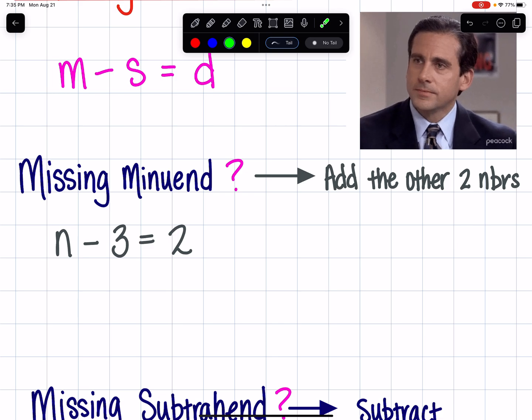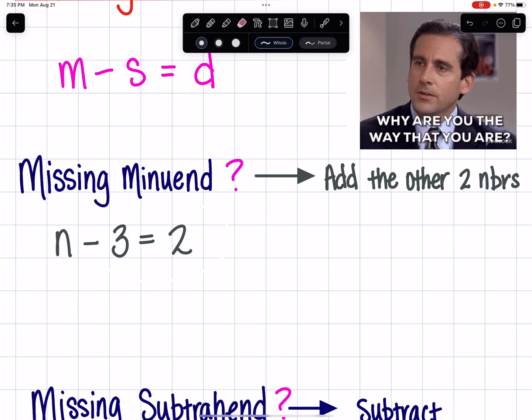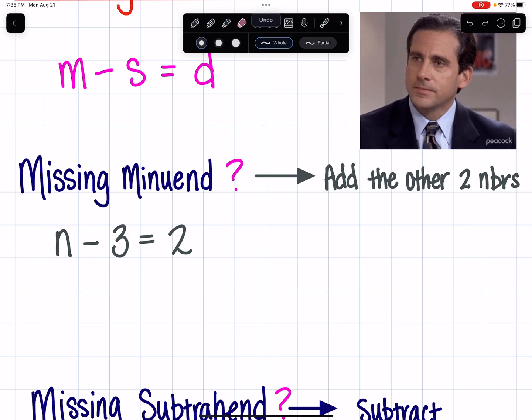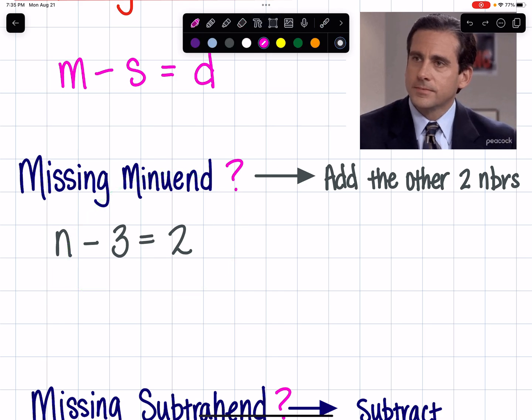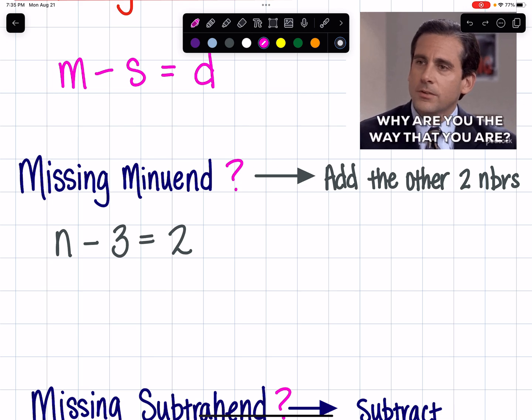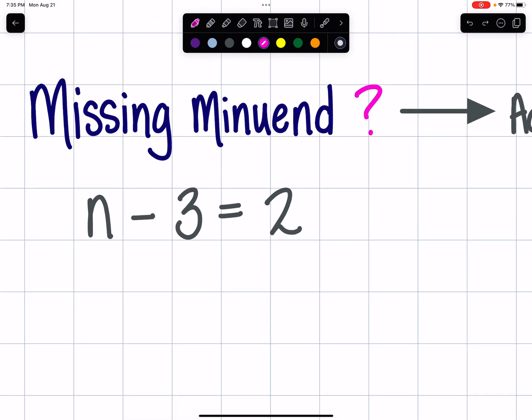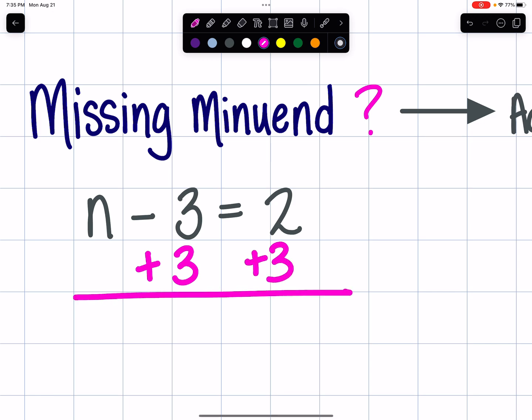To find a missing minuend, what you do is you add these other numbers. Let's do that again. You're going to add these other numbers. The way I think about it is I'm going to do the same thing to both sides of the equation. I'm going to add 3. When I add 3, that cancels out to 0. So n is equal to 2 plus 3. 2 plus 3 is, of course, you know this, 5, right? And that's the answer.